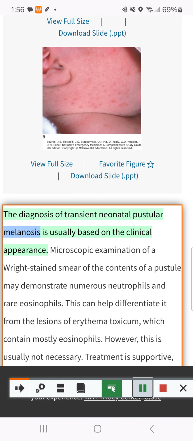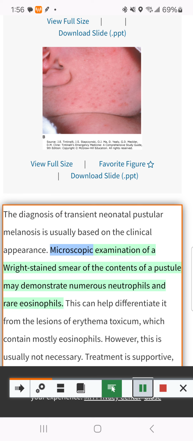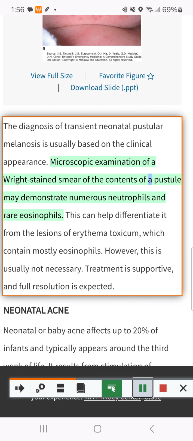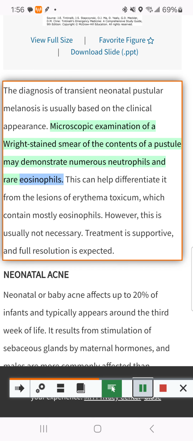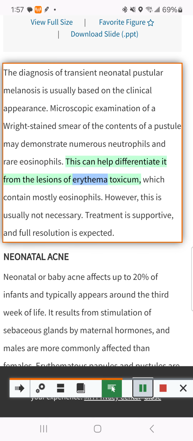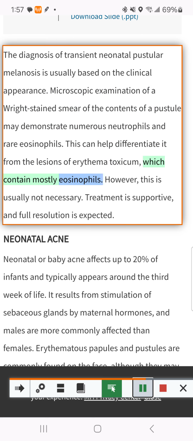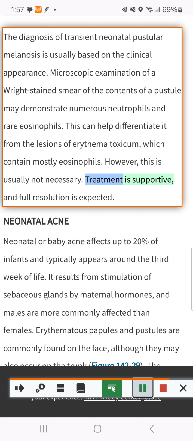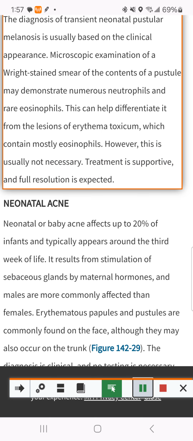The diagnosis of transient neonatal pustular melanosis is usually based on the clinical appearance. Microscopic examination of a Wright-stained smear of the contents of a pustule may demonstrate numerous neutrophils and rare eosinophils. This can help differentiate it from the lesions of erythema toxicum, which contain mostly eosinophils. However, this is usually not necessary. Treatment is supportive, and full resolution is expected.